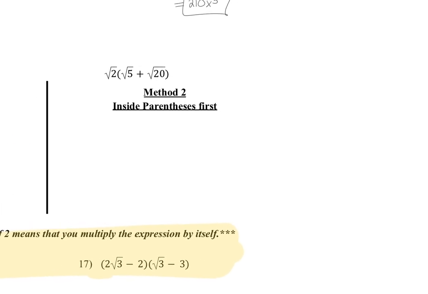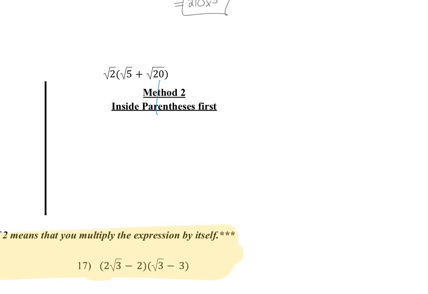The next method is doing the parentheses inside first. So we're going to do the same thing. We're going to look for like radicals. Square root of 5 and square root of 20 are not the same, so we see if we can simplify it. Square root of 5 is already simplified, but square root of 20 can be split into square root of 4 and square root of 5. That gives us 2 square root of 5, and everything else in that problem has to come down.